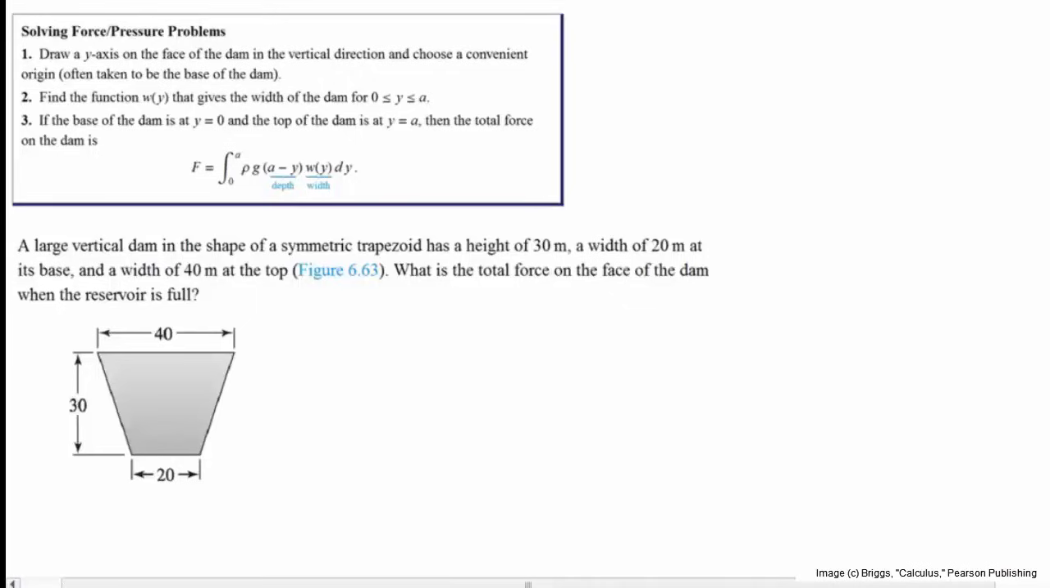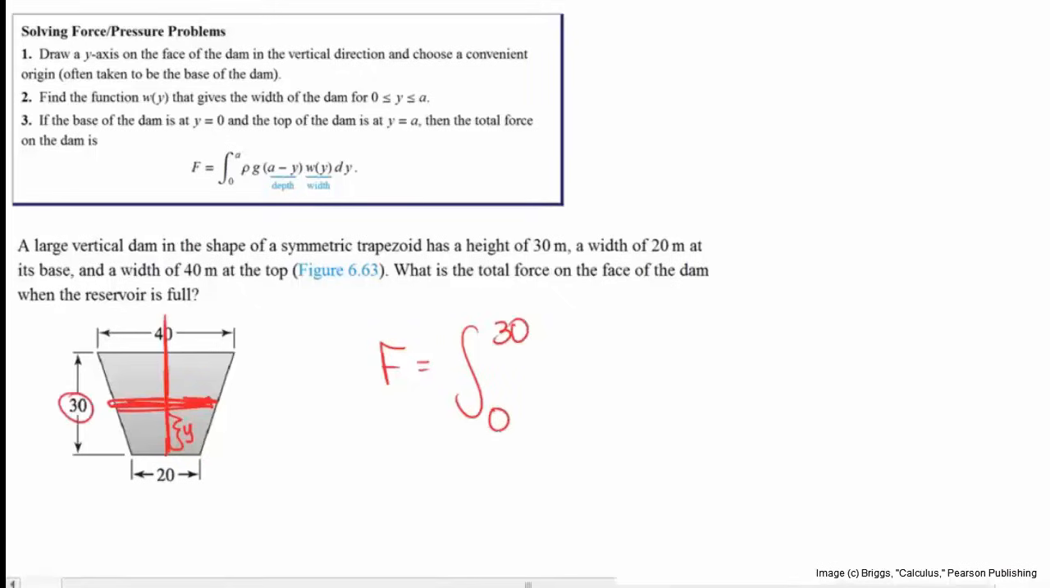So using this formula they give us, it's going to be the integral. Right, so let's put a y. y is going to be our up and down here, so this way is y. So here's a slice. This distance is going to be y. So y is going to start at 0, and it's going to go up to 30.